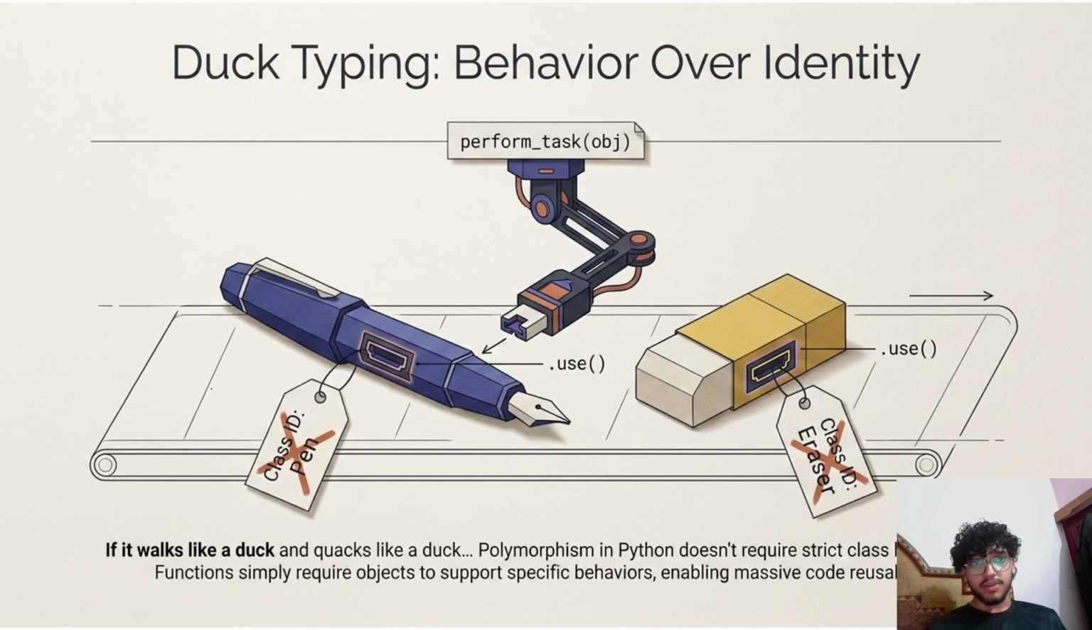Now, what is duck typing? Behavior over identity. If it walks like a duck and quacks like a duck. Polymorphism in Python does not require strict class hierarchies.